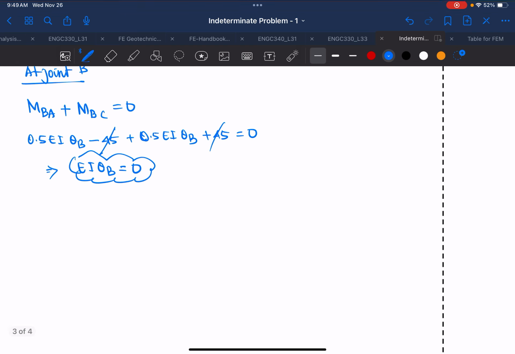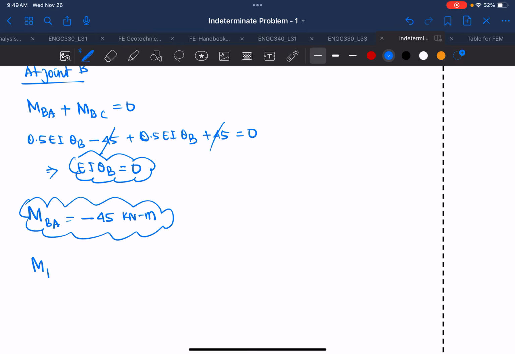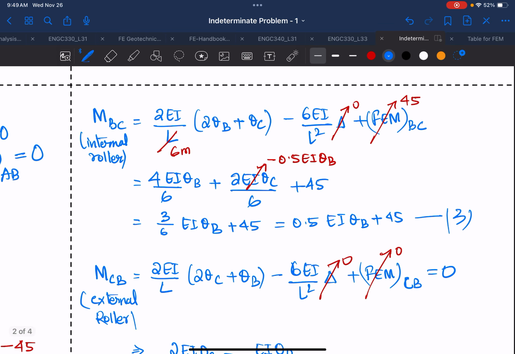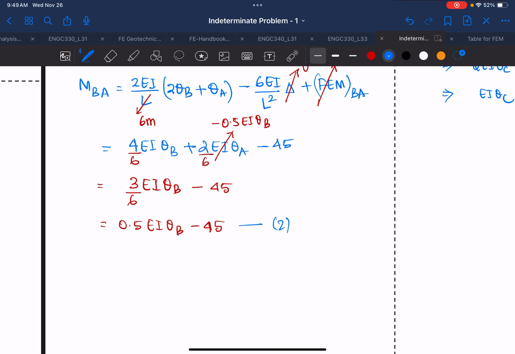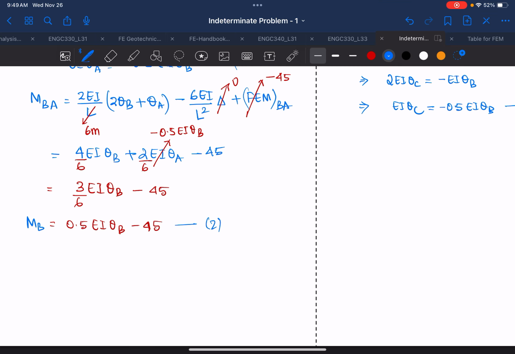And now we can find what our MBA is. Our MBA will be minus 45 kilonewton meter, and then MBC will be 45 kilonewton meter. If you ask how did we know this, you can go back to the equation that we have derived. From the equation, MBA is 0.5 EI minus 45.